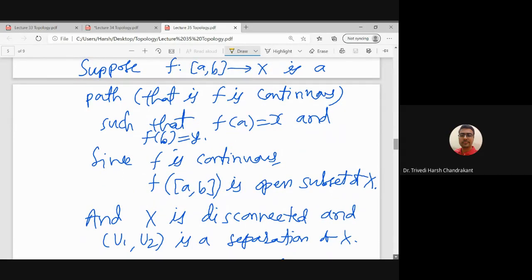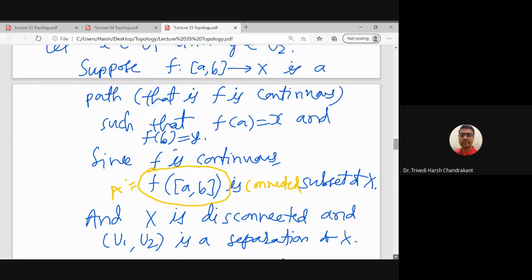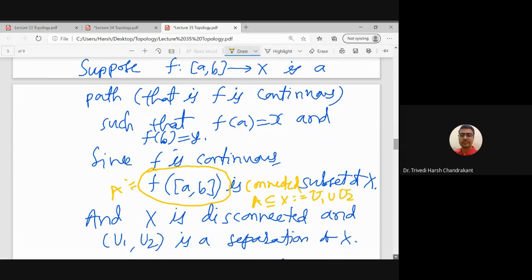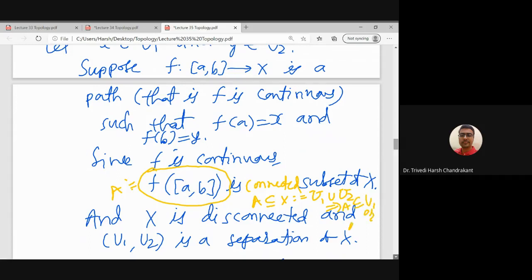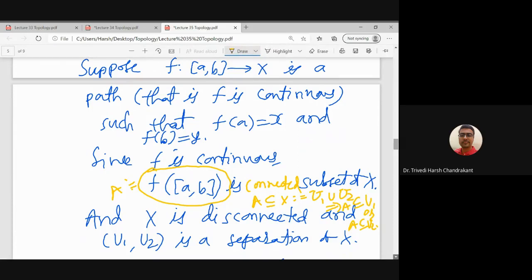I've written wrong, that since f is continuous, f of [a,b] is a connected subset of X. And once it is a connected subset of X, now I have a connected subset, we can call it A, which is a subset of u1 union u2, right? Because A is a subset of X, and X is u1 union u2. u1, u2 is a separation, that will give us either A is a subset of u1 or A is a subset of u2 by that theorem.